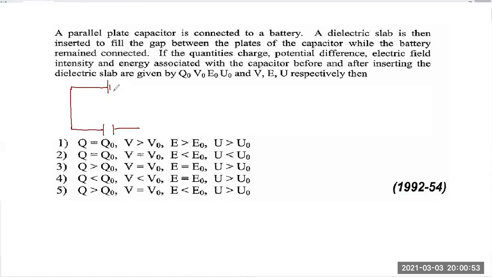Okay, so let's say the battery has a voltage of V naught. Therefore, across this capacitor, the voltage will be V naught, and the charge Q naught, and then capacitance C naught, and electric field intensity E naught, and energy stored U naught. And now, without removing the battery, they are inserting a dielectric slab or dielectric material. Now the new voltage, battery is not changed. The new voltage, they are saying it's V, charge is Q, capacitance C.